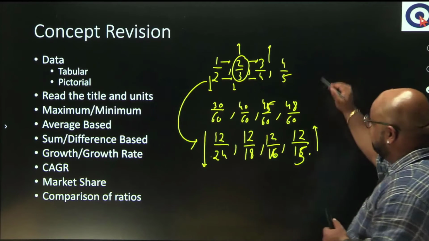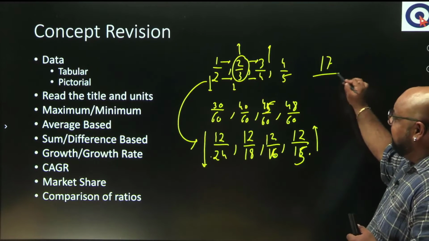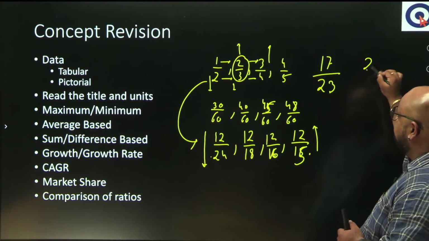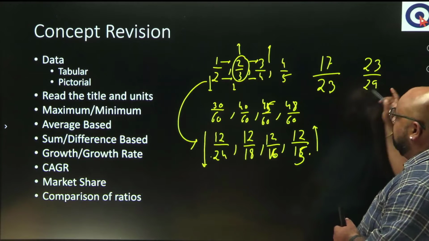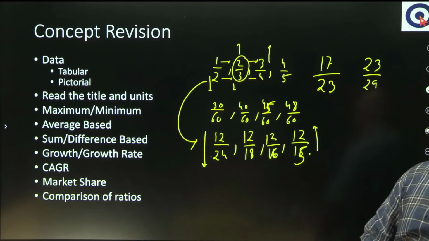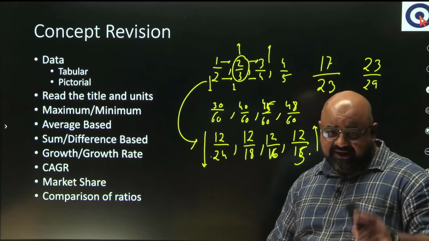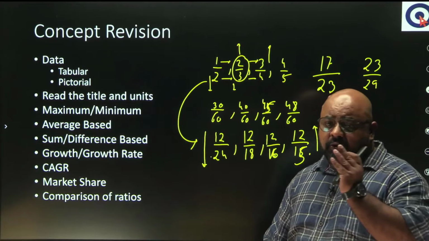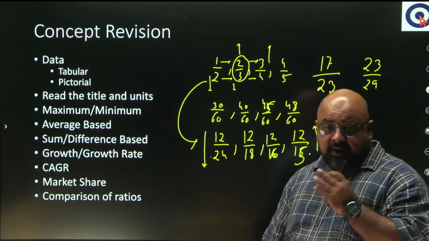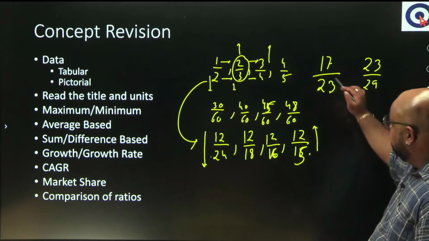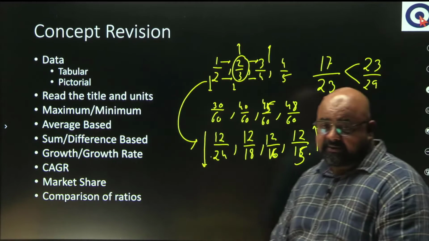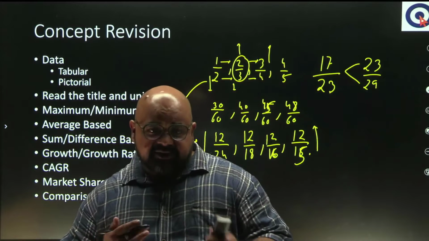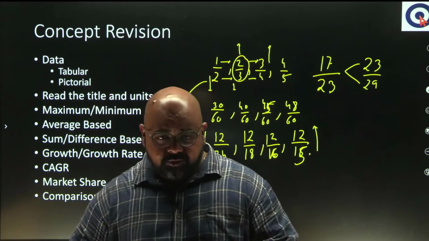For example, if I write which of the following is greater, 17 by 23 or 23 by 29, of these two, which is a larger fraction? As you can see, if you add 6 to both numerator and denominator of 17 upon 23, you will get 23 upon 29. This is a proper fraction. Therefore, this is smaller than this. Alright. Just by looking at the numbers, some ratios can be figured out.